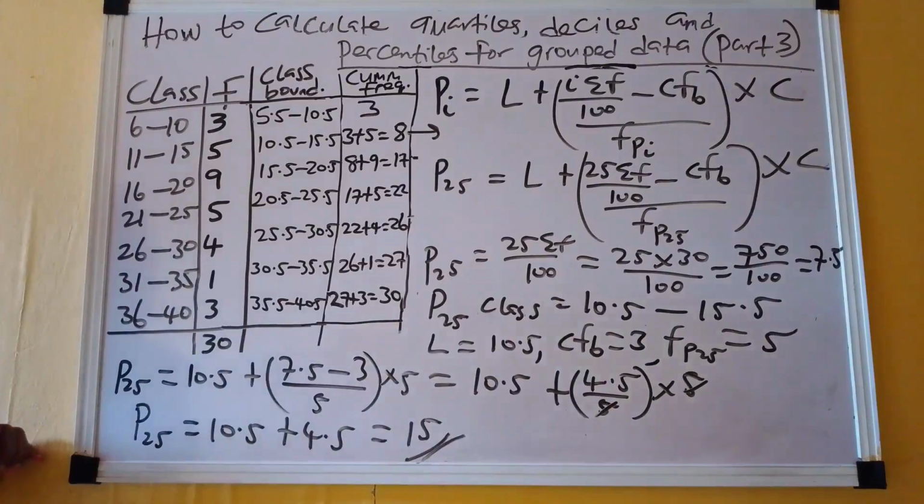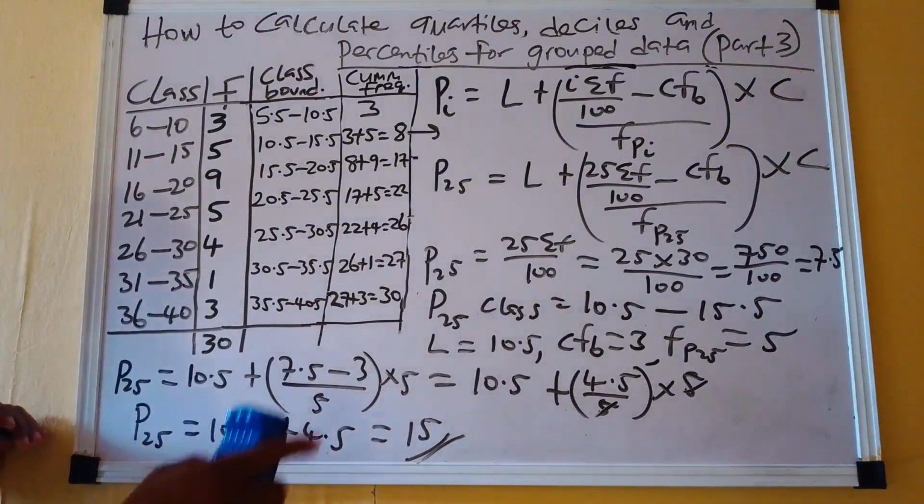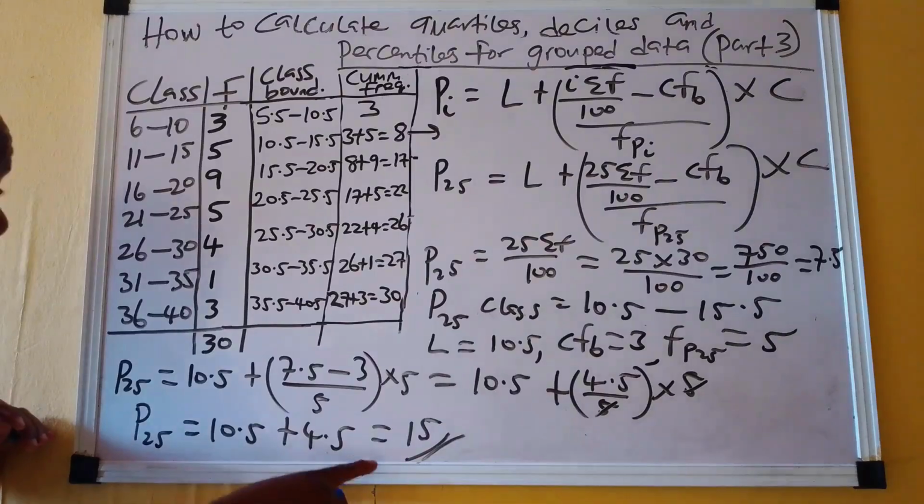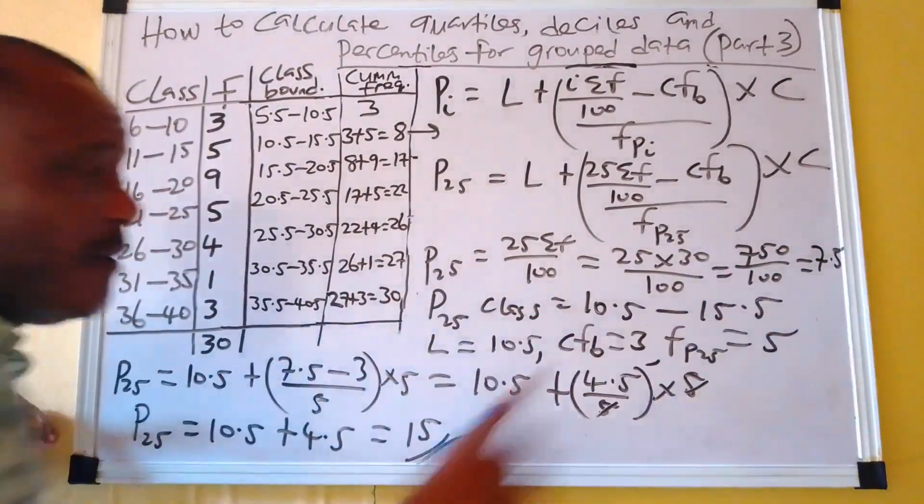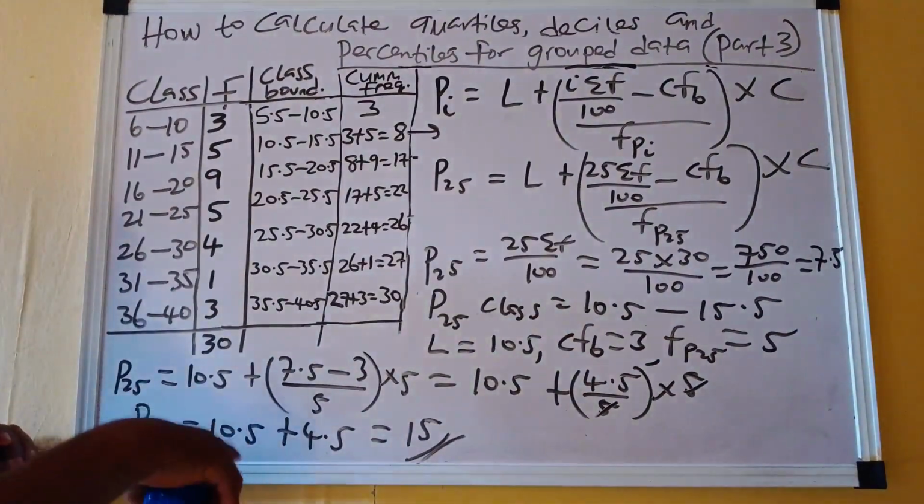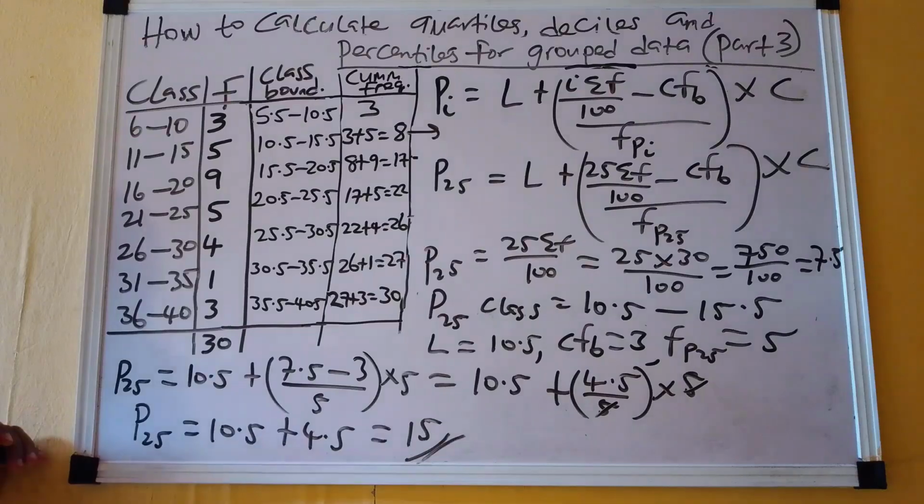When you write out the class, under examination condition, they can tell you to find the P25 class. The P25 class is different from the P25 value. The P25 class is 10.5 to 15.5, while the P25 value itself is a single value, is unique, is 15. So you need to know that.